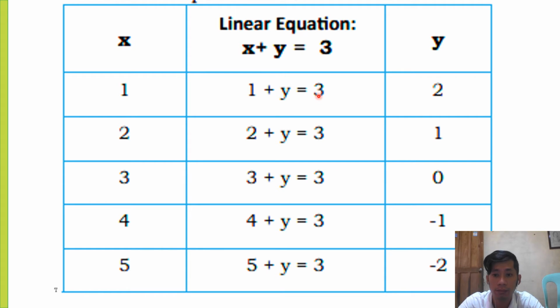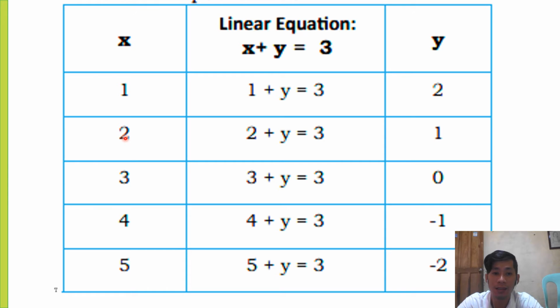Then, you're going to evaluate or simplify using addition property of equality or subtraction property of equality. It depends on you. Or by simply using common sense. Right. So, what number you're going to add sa 1 para maging 3? So that is 2. Very good.